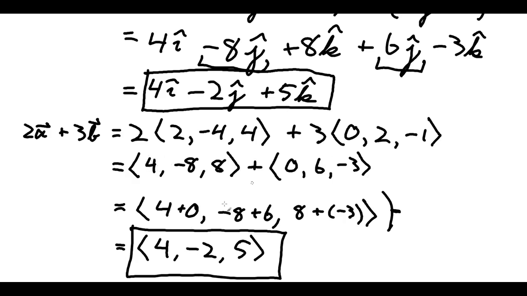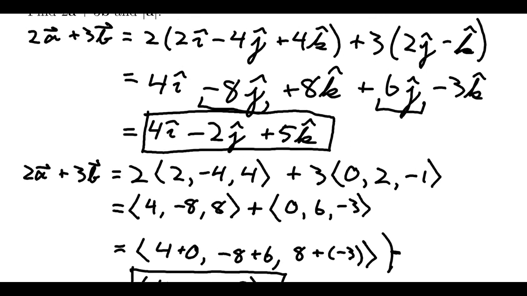You would mentally say, okay, 4 plus 0 is 4, -8 plus 6 is -2, 8 plus -3 is 5. That should be pretty transparent what's happening there. If it's not transparent right now, once you've practiced and done some exercises, you'll get the hang of this, and that should be a bit clearer. So this is another example of a step you might skip.